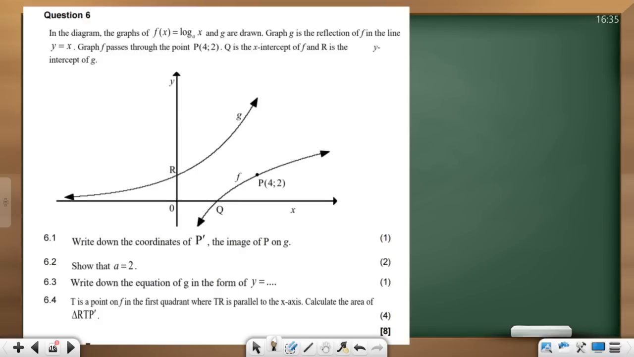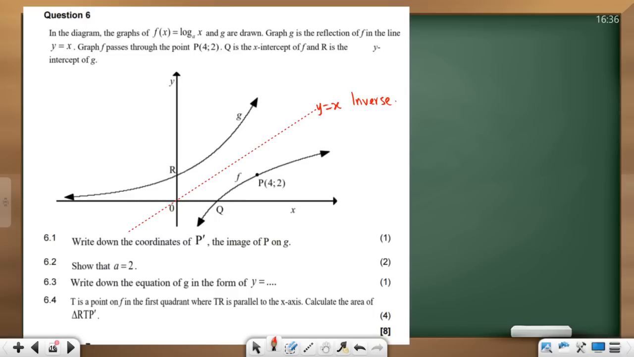Look at this one. In the diagram, the graph of f of x is log base a of x. Graph g is the reflection of f in the line y equals x. Guys, anytime you see the line y equals x, the examiner is talking about inverse. It means the examiner is referring to the inverse function. Graph f passes through the point P, (4, 2). Q is the x-intercept. Please make sense of the question on the diagram. Now, write down the coordinates of P prime, the image of P.